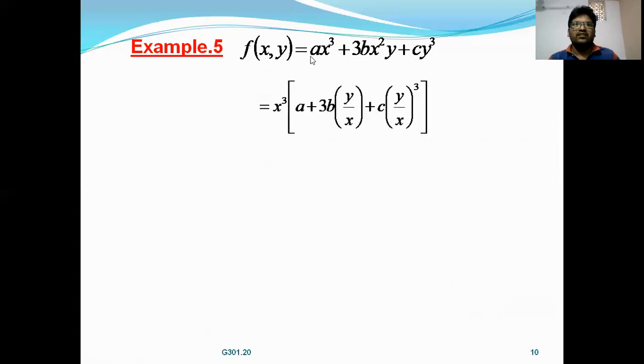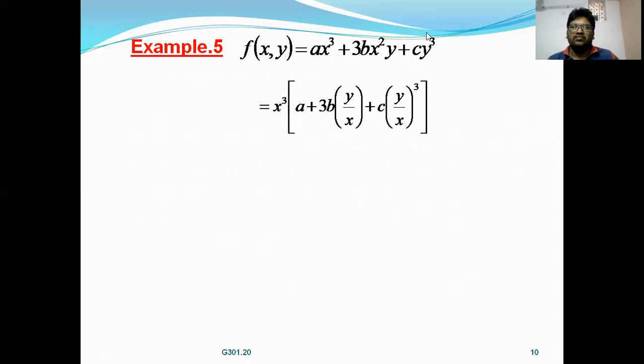See here, from the RHS side, we have to take common x cube from all terms. Here x cube is taken common. We have here only a term. In this function, the middle term has only x square. We are taking x cube, and we have in the denominator only x. X square is there and we are taking x cube, that's why we are dividing with the x.